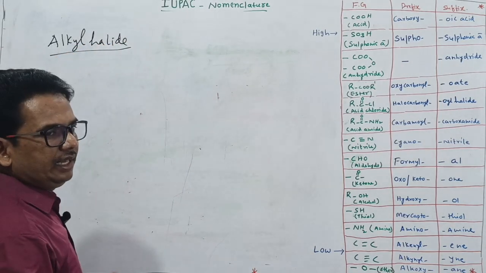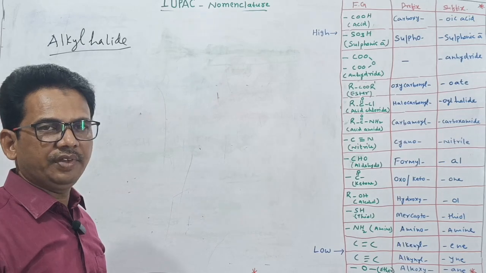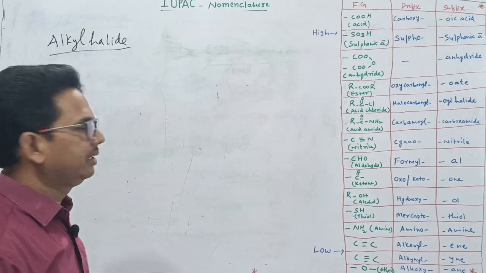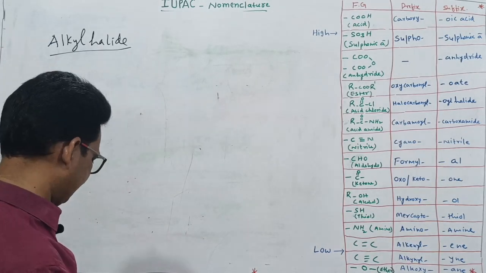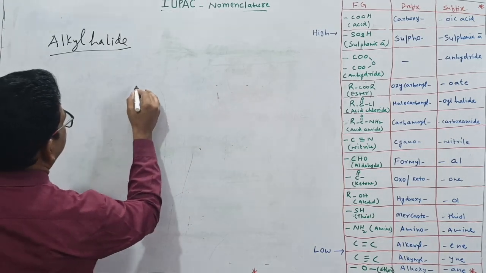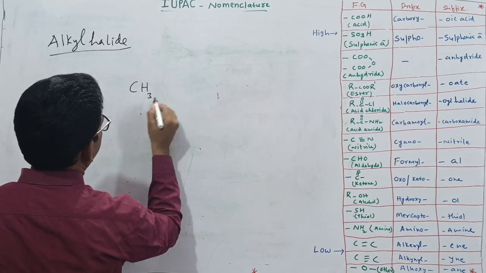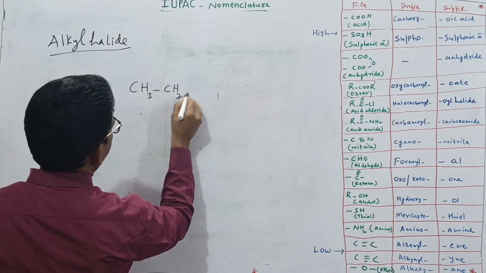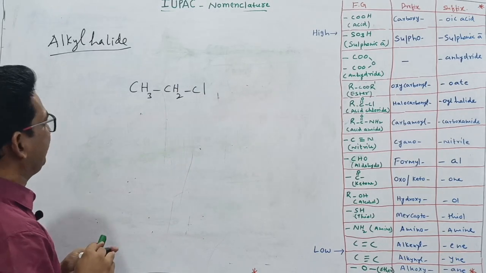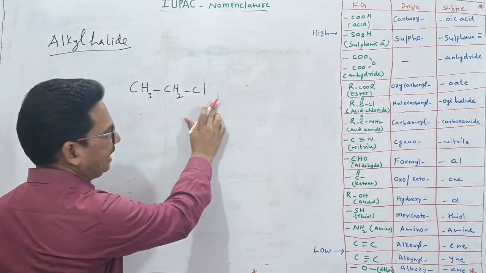Alkyl halide means alkane is present, halogen is also present. When the alkane group is attached to the halogen, then we call it alkyl. That's why alkyl halide. For example, I will write here CH3CH2Cl. How many carbons does it have? 2 carbons. One halogen.